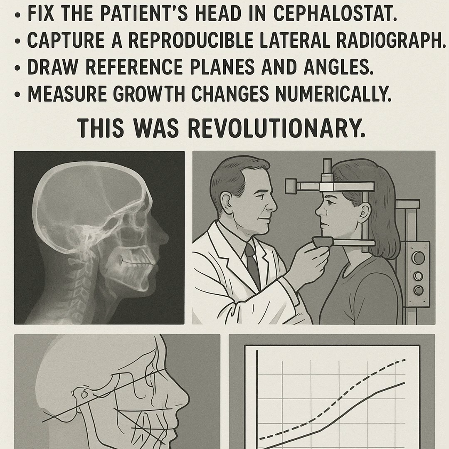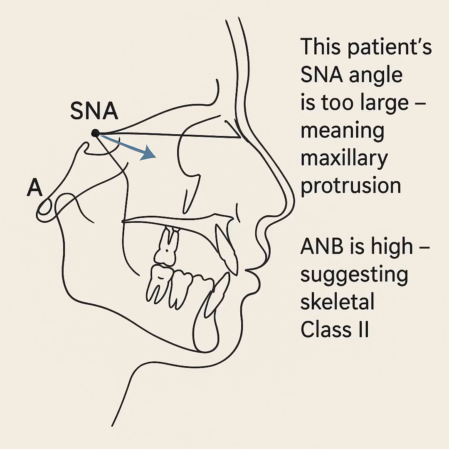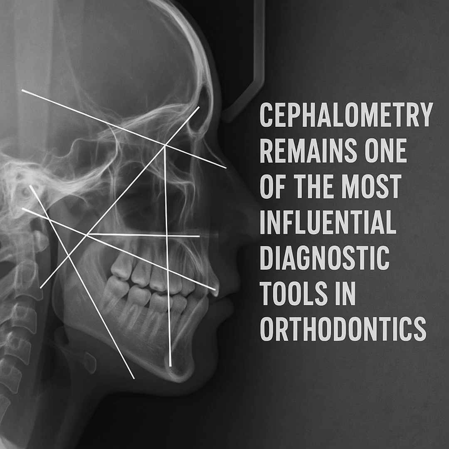This was revolutionary. The clinical impact: cephalometry allowed researchers like Steiner and Downs to create norms. We can now say, this patient's SNA angle is too large, meaning maxillary protrusion, or ANB is high, suggesting skeletal Class 2. But remember, these were 2D shadows of 3D anatomy. They could not show asymmetry. They suffered from magnification. Structures overlapped, creating interpretation errors. Still, cephalometry remains one of the most influential diagnostic tools in orthodontics.